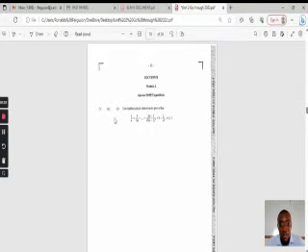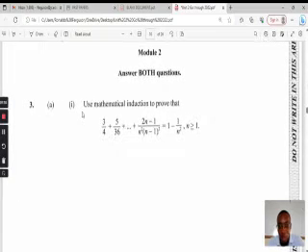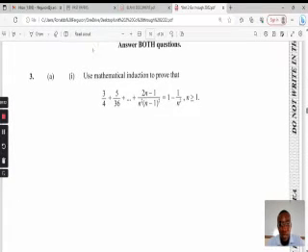All right, now this question is a proof by mathematical induction, and they want us to prove this right here.